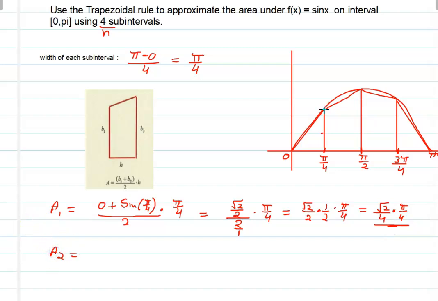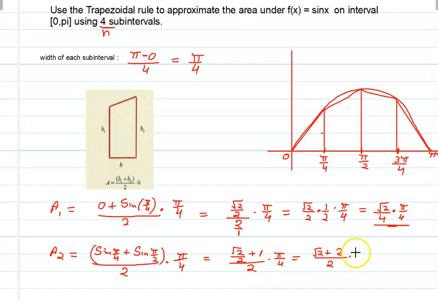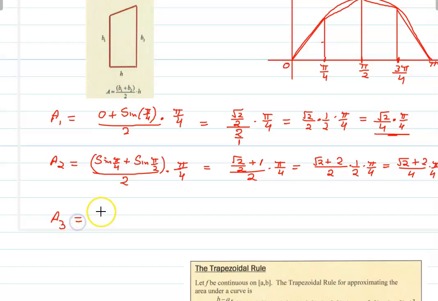The area of the second trapezoid would be the sum of parallel sides, which is sine pi over 4 plus sine pi over 2, all divided by 2 times the width of the sub-interval pi over 4. The parallel sides are actually the y values at each endpoint. We write the values of sine pi over 4, which is square root 2 over 2, plus sine pi over 2, which is 1, all over 2. When we simplify it, this 2 in the denominator gets flipped and it's again times 1 over 2. Then the area of the third trapezoid would be, this is the third trapezoid.